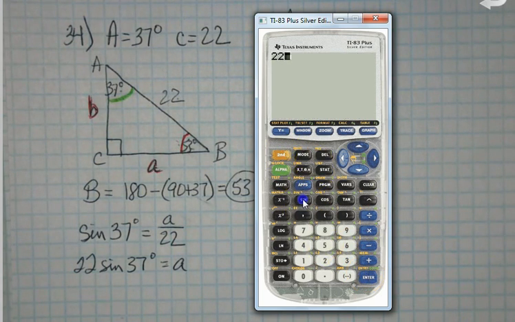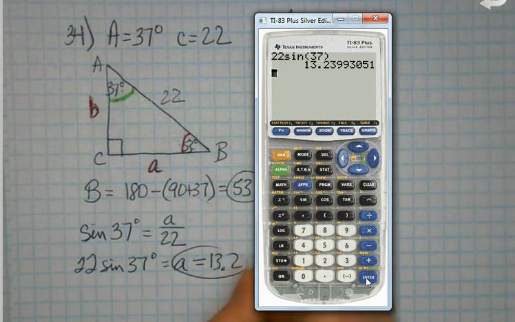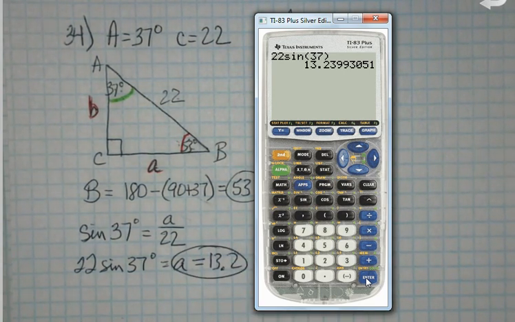And then I just type it in: 22 times the sine of 37. And I get my A value, which is 13.2. It doesn't specifically say whether to do tenths or not. I'm kind of surprised. So if you went to a whole number on that, that's okay.